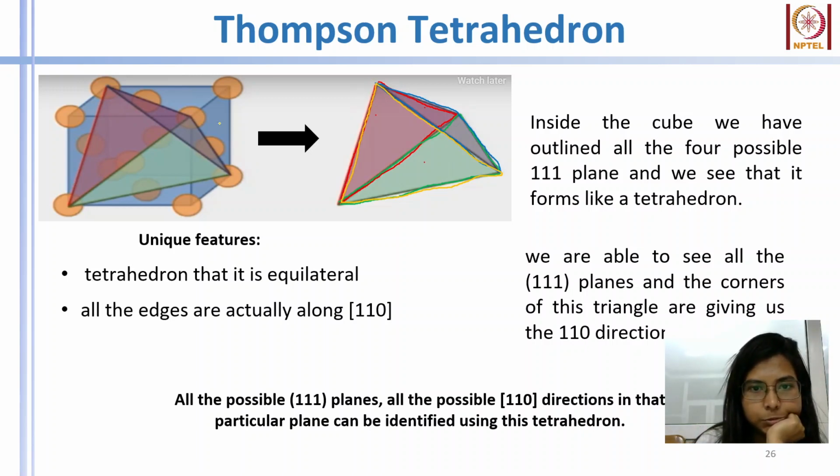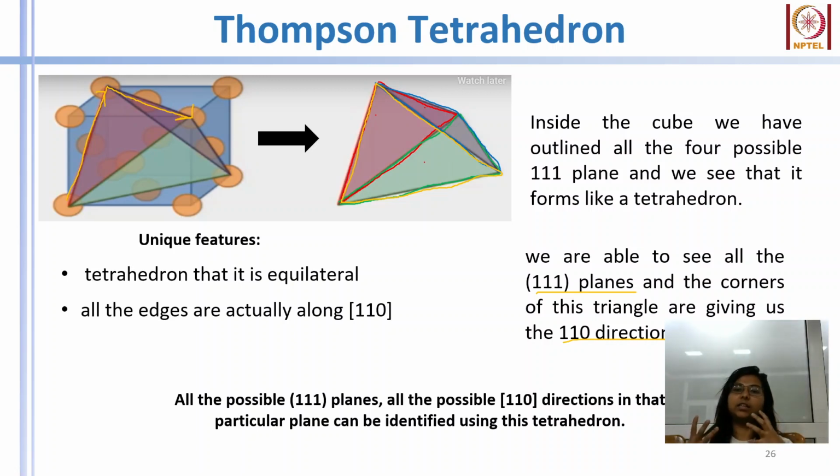So inside this cube we have outlined all 4 possible 1, 1, 1 planes and we see that it forms a tetrahedron. In this 1, 1, 1 plane, the edges are what? You remember, right? This is a 1, 1, 0 direction. Similarly, all these directions are 1, 1, 0 directions. Hence, we have these 1, 1, 1 planes and the edges are giving us the 1, 1, 0 directions.